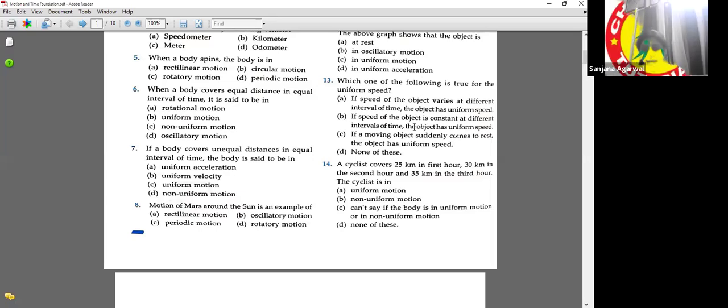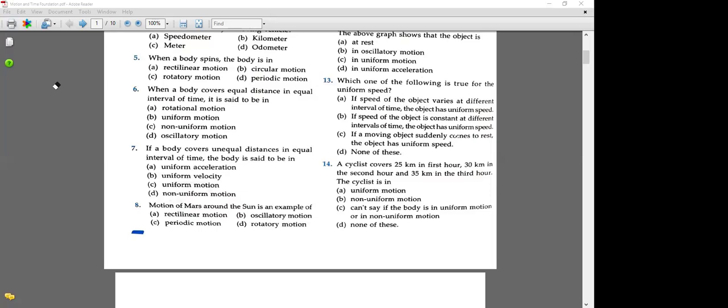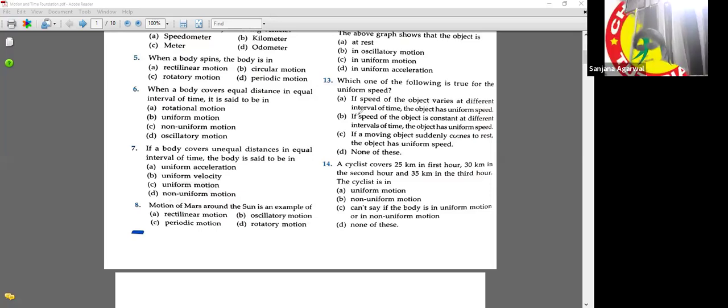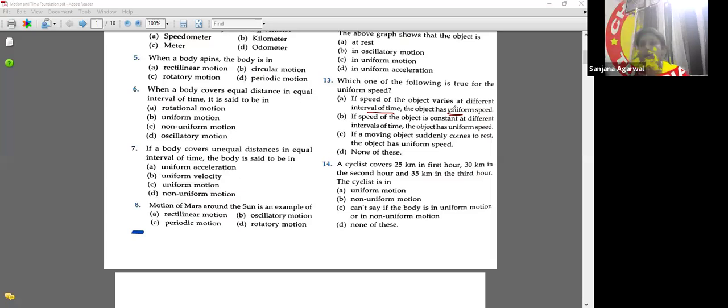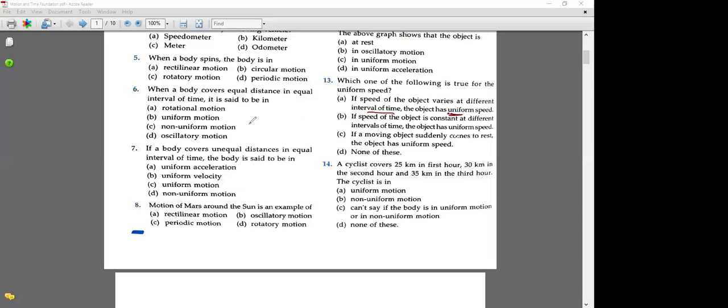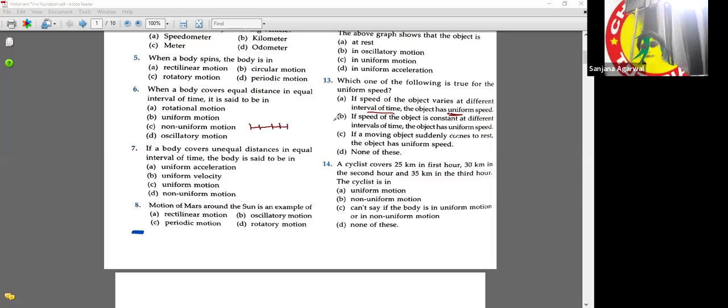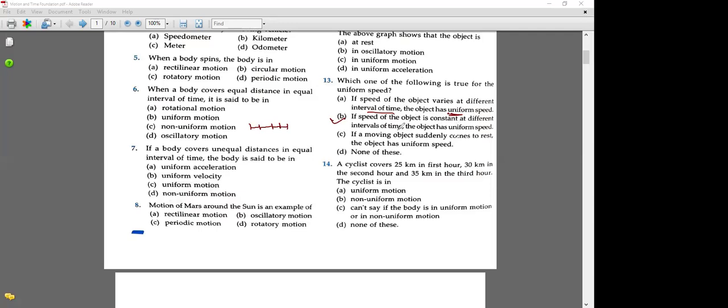The difference in the statements of A and B is, if speed of object varies at different intervals of time, the object will have no uniform speed. Uniform means something which is the same throughout. Ma'am, I think the answer is B. Ma'am, I thought you were saying the 14th question. Oh, okay, I was telling 13. So yes, for 13 B is the answer: if the speed of the object is constant at different intervals of time.